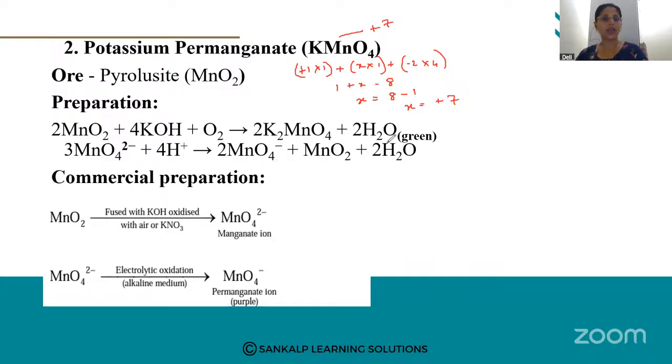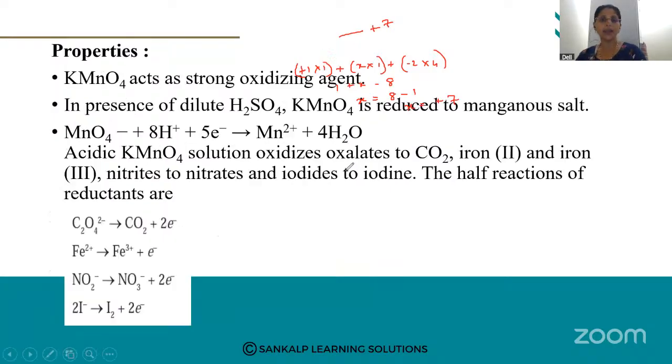You can look at the reaction here, and we know it very easily. So, commercial preparation: MnO2 is fused with KOH, then oxidized with air or KNO3, and you get manganate ion. The manganate ion is subjected to electrolytic oxidation in alkaline medium. You get potassium permanganate. Yes. So potassium permanganate acts as a very strong oxidizing agent.